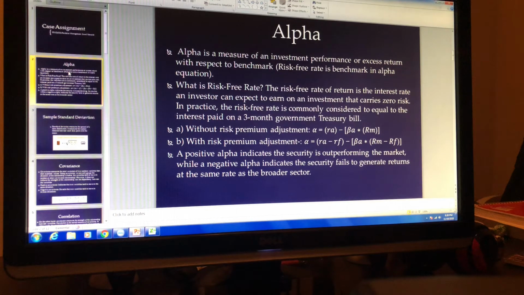What is the risk-free rate? The risk-free rate of return is the interest rate an investor can expect to earn on an investment that carries zero risk in practice. The risk-free rate is commonly considered to be equal to the interest paid on a 3-month government treasury bill.